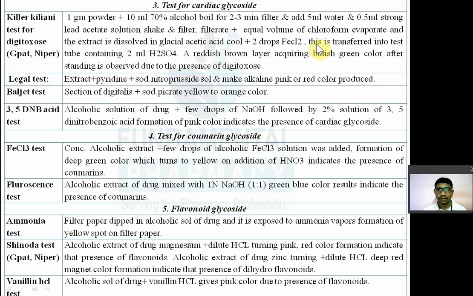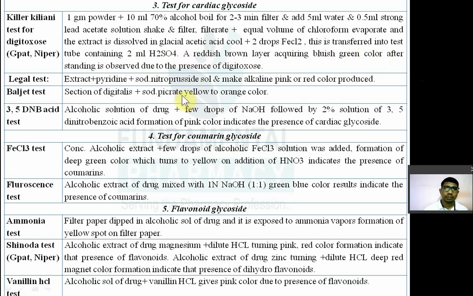Then you have to cool the solution and add 2 drops of ferric chloride and transfer this solution into another test tube containing 2 ml of sulfuric acid. You will get a reddish brown layer acquiring bluish green color after standing, and that is due to the presence of digitoxose.